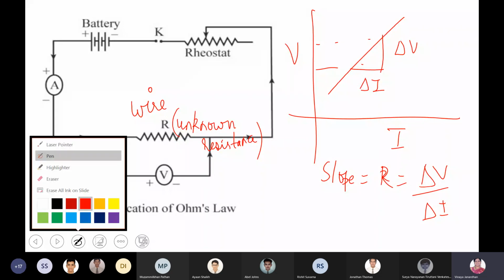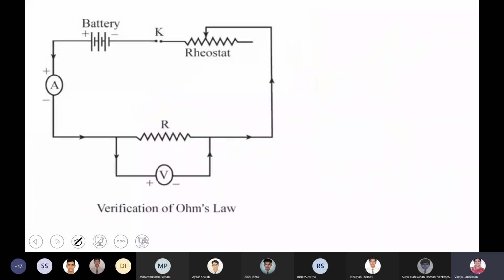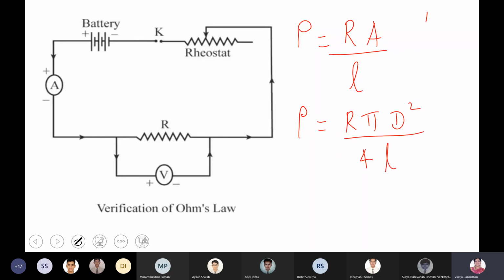Then, boys, once you have found your resistance, you are asked to find resistivity. Now, what is resistivity? The area, using the thickness of the wire, is R pi d squared by 4L. Why? Because area is pi r squared, and r is replaced by d by 2. Is that clear, boys? d is the thickness or the diameter of the wire.